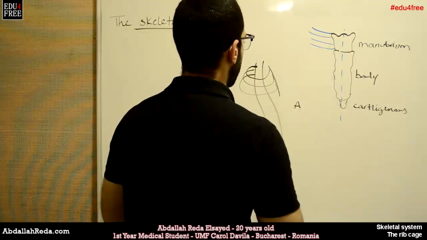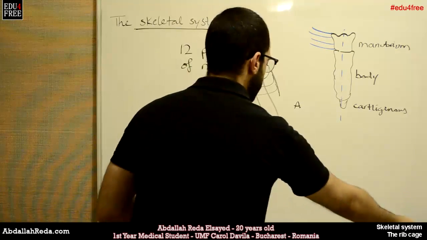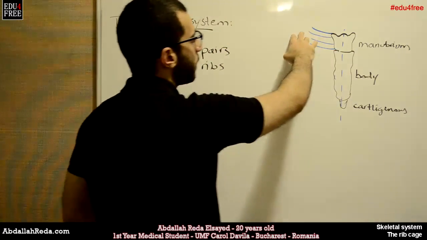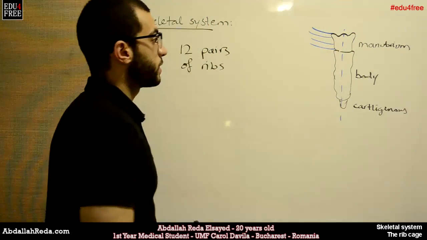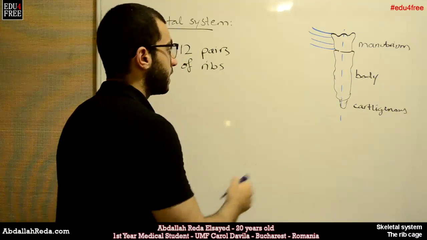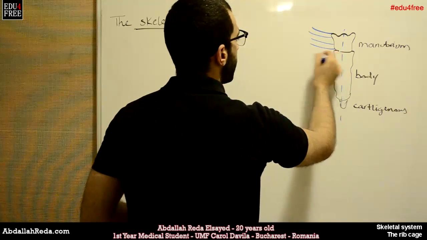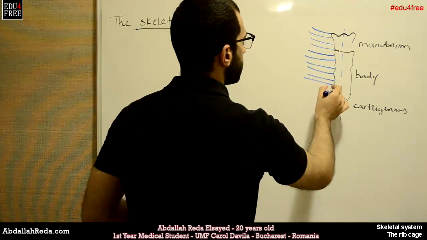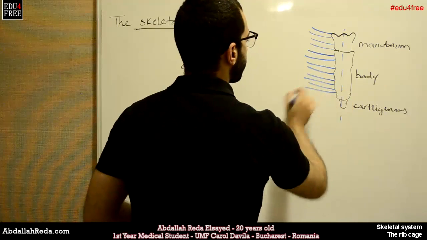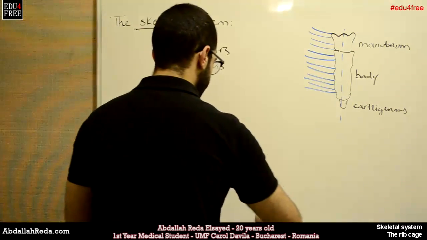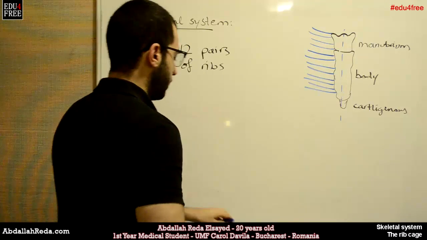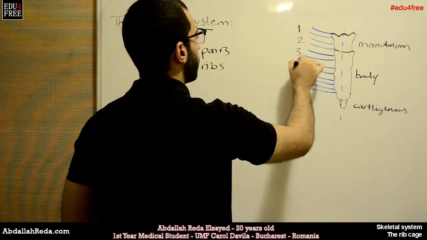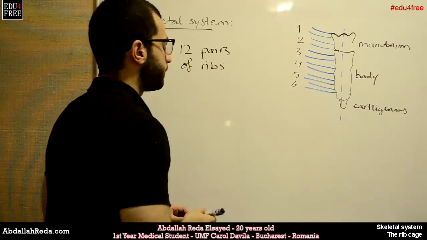Now we're looking anteriorly. The ribs aren't attached directly, so bone to bone. This doesn't happen. It's bone to cartilage, and then the cartilage is attached on the sternum. So we have the first and the second ribs, and then we have the third, the fourth, the fifth, and the sixth ribs. So let's write the numbers so that we don't lose count. We have 1, 2, 3, 4, 5, and 6.